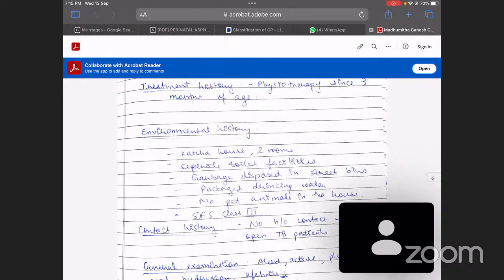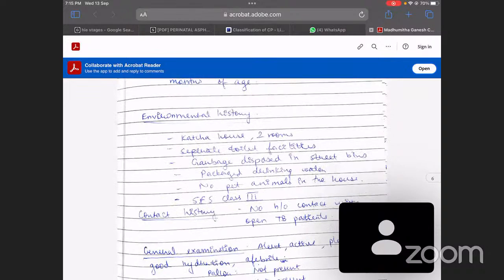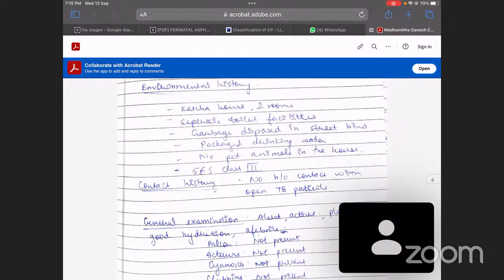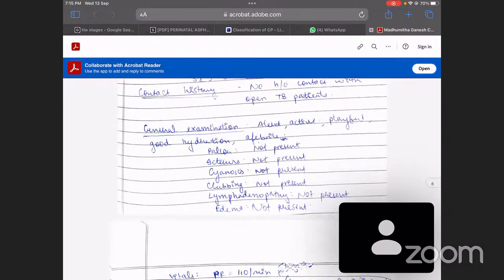Okay, yes, sir. Now you can go for the environmental history, I think that's not significant. You can skip that for the time being. Then general examination, you can go for general exam. There's no contact with TB patients as well.